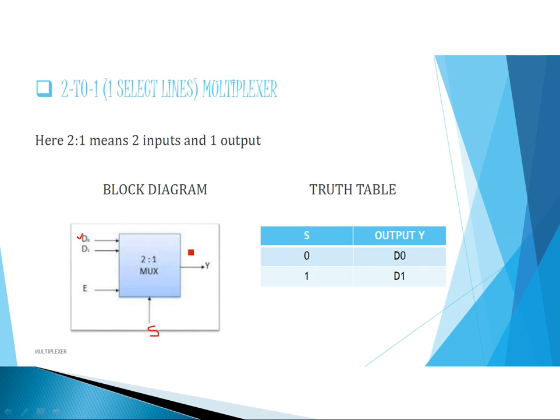That means whatever data is available on D0 will be available at the output when S equals 0. And when S equals 1, the D1 input will be selected. That means whatever data is available on D1 will be available at the output when S equals 1. So like this, depending on the select line, any one input will be selected at a time.